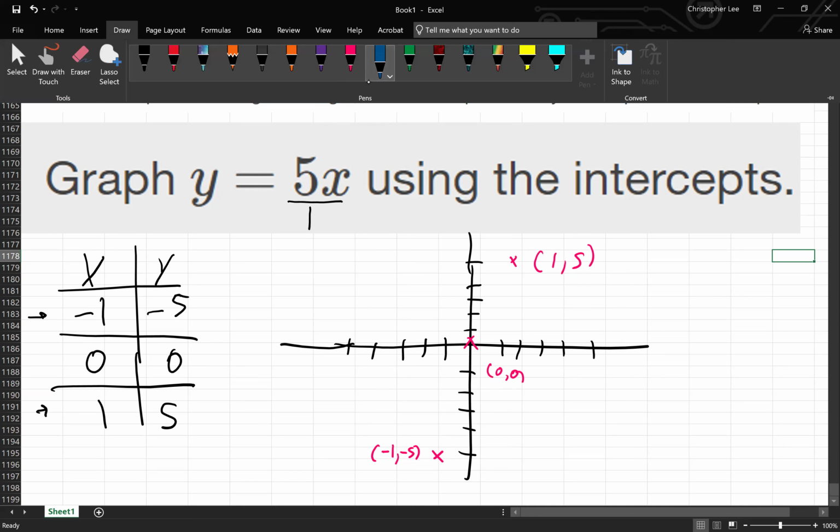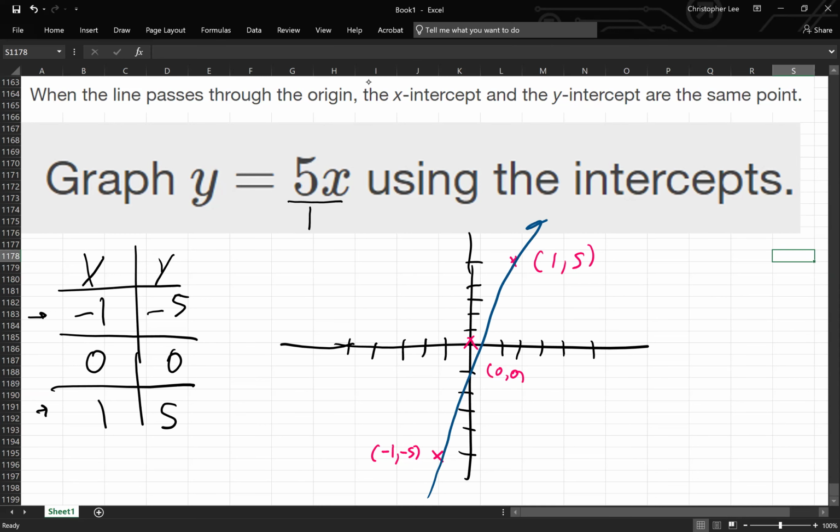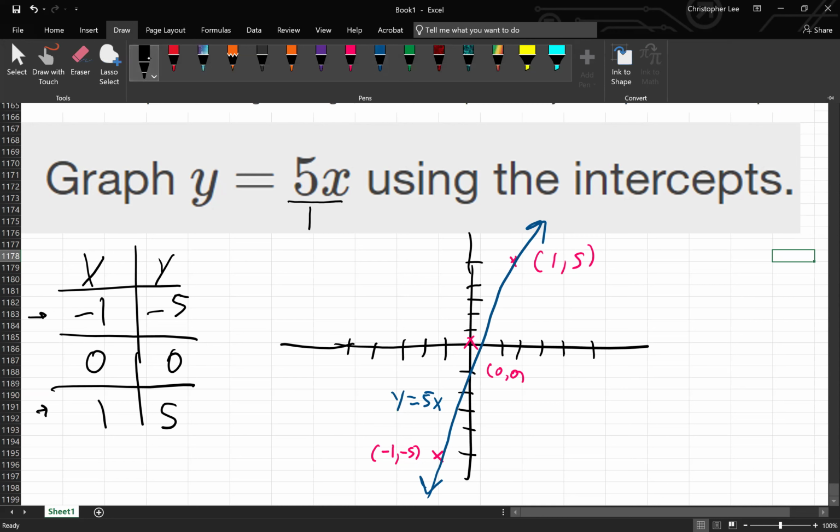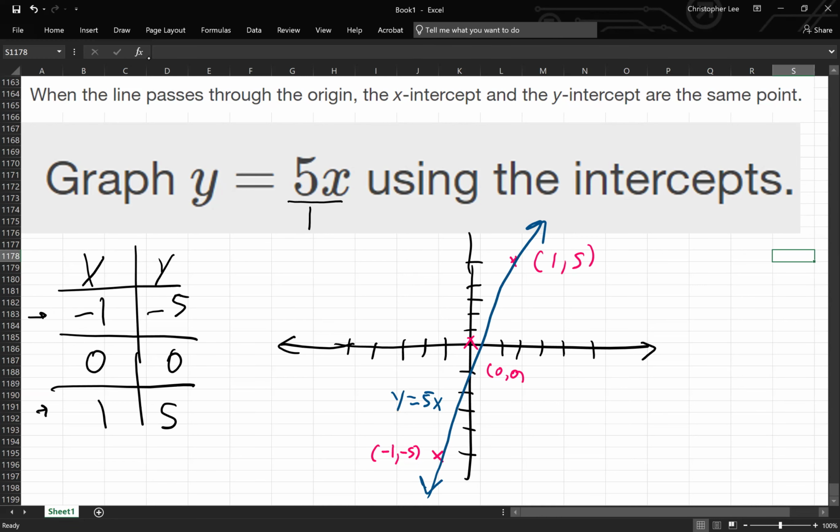Connect the dots using a line all the way over there. So this is the line, where should I write it? Right here, y equals 5x. All right. And I forgot to put these there. X-axis, y-axis, okay. And that's it in a nutshell.